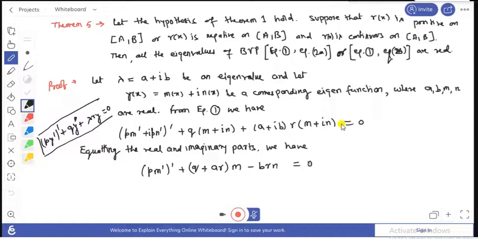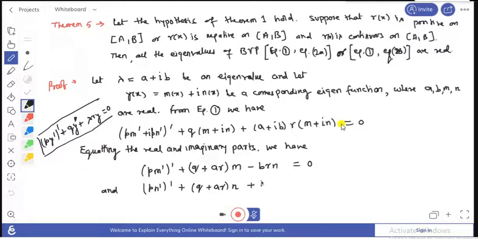So this is your real part, and what is your imaginary part? This becomes p n prime whole prime, plus the imaginary part here q n, and here n, r and a. So this becomes q plus a r of n. Okay, and then what is the imaginary part here? If we multiply these two, I of that, so this is I b r m.